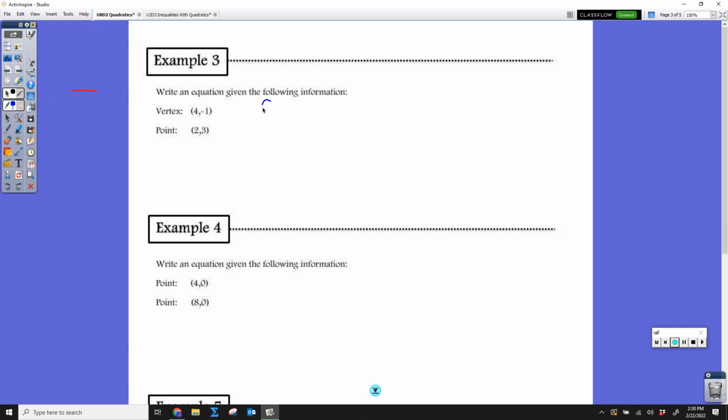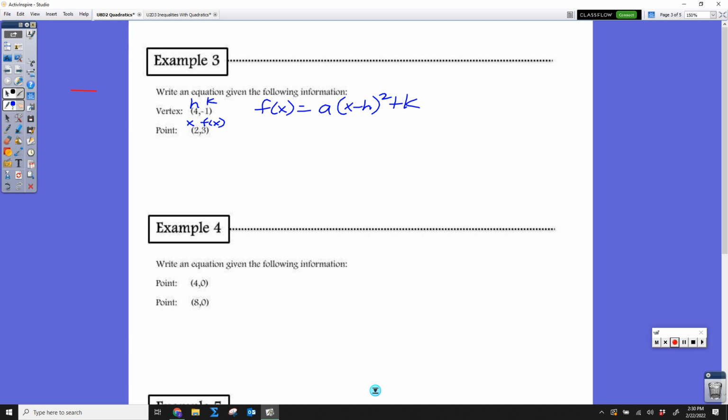All right, so just one more quick reminder: f of x equals a, whatever that is, times x minus h squared plus k. Now, what's the 4? Which variable? That's your h. And then there's our k with a negative 1. Here's just some point thrown out there, which we can substitute in for x and f of x, because it gave us a point on that parabola as well.